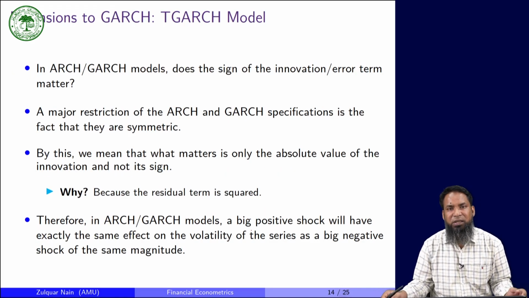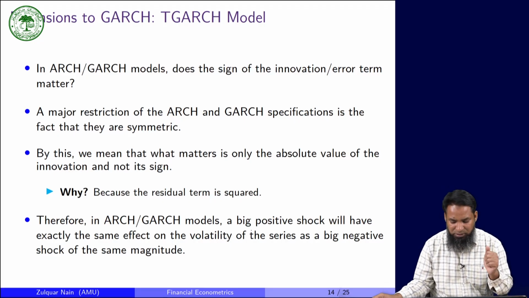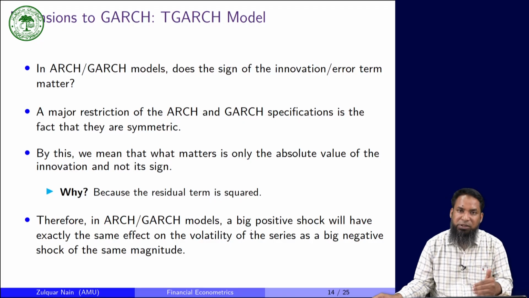Then there is another extension, what we call the T-GARCH, or the threshold GARCH model. We may recall that one of the major restrictions of the ARCH and GARCH models is that they assume a symmetric effect of positive and negative changes on volatility. However, we know that in reality we have a different effect of positive and negative changes. So in these GARCH models, a big positive shock will have exactly the same effect on the volatility of the series as a big negative shock of the same magnitude.